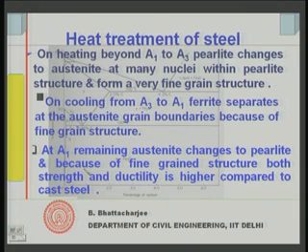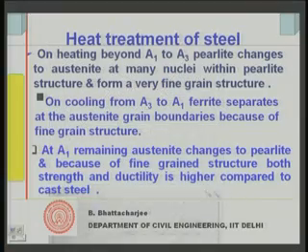If you remember, we said that when I have a fine grained structure, its strength increases. Therefore, my cast steel actually did not have a very fine grained structure. Now, with this heat treatment, I can get a fine grained structure. So, on heating beyond A1 to A3, pearlite changes to austenite at many nuclei within the pearlite structure and forms a very fine grained structure. That is very important.